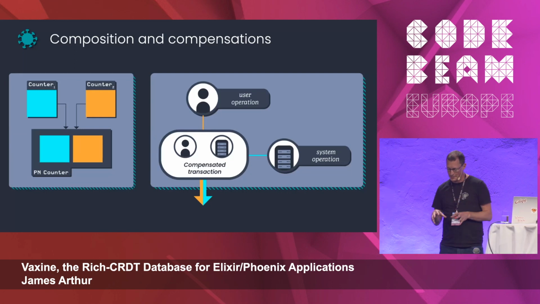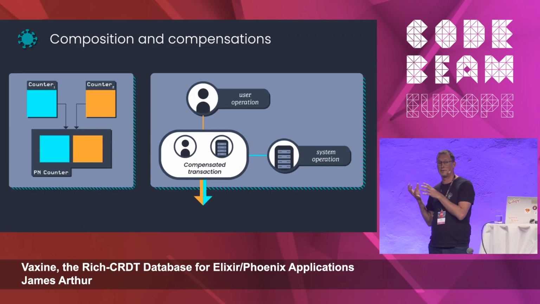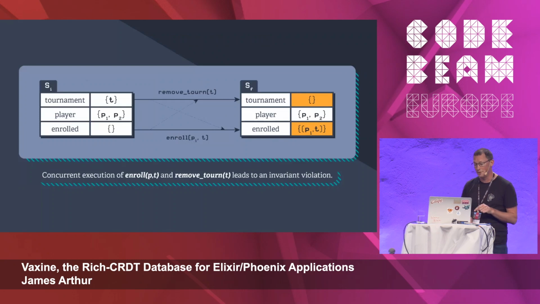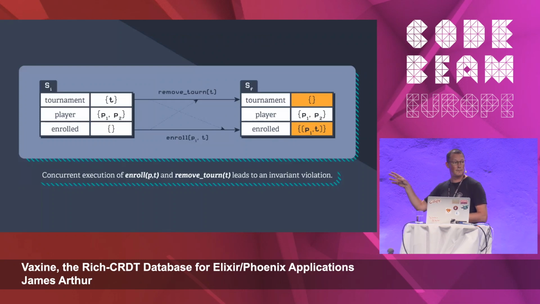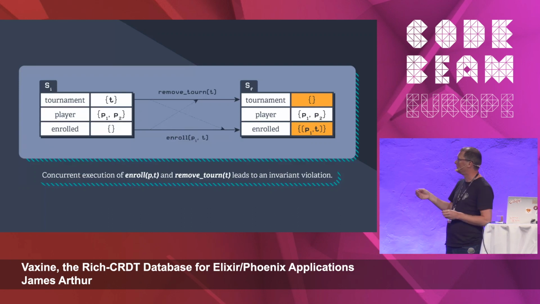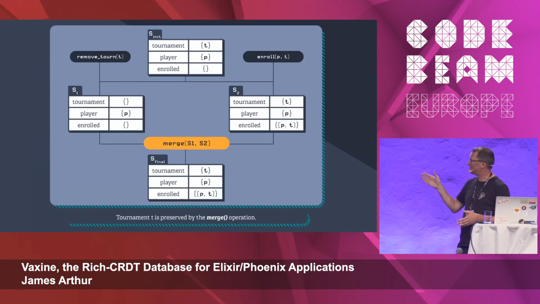And then compensation, the second technique. Compensations are where the database system proactively injects operations into a user transaction in order to leverage the concurrent merge semantics to provide the invariant safety. So if we go back to the example that we showed before about referential integrity violation with the tournament and player enrolling model, with compensations, you can fix it if the system injects a harmless touch tournament operation into the transaction that enrolls the player.